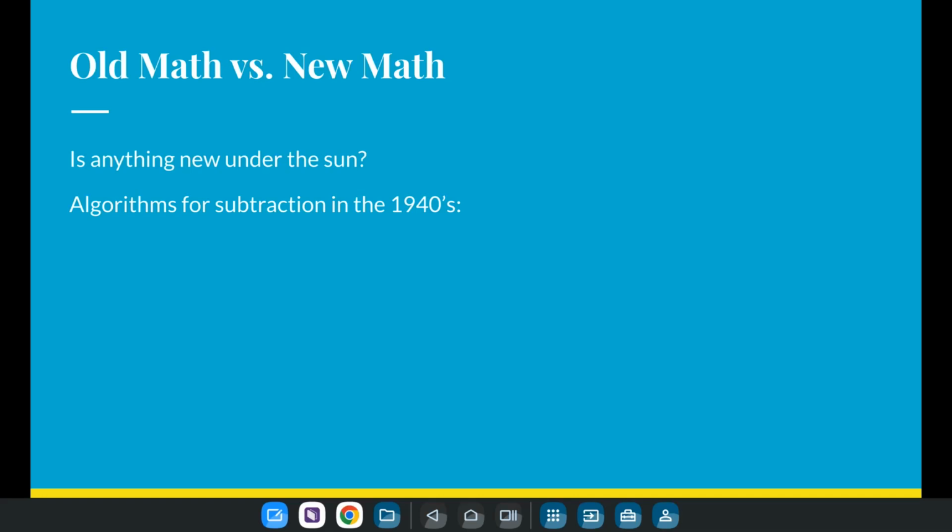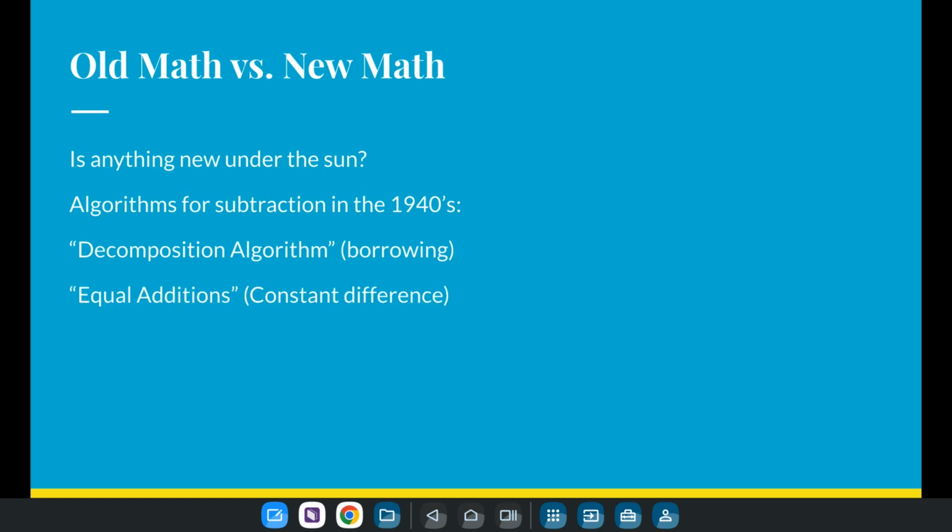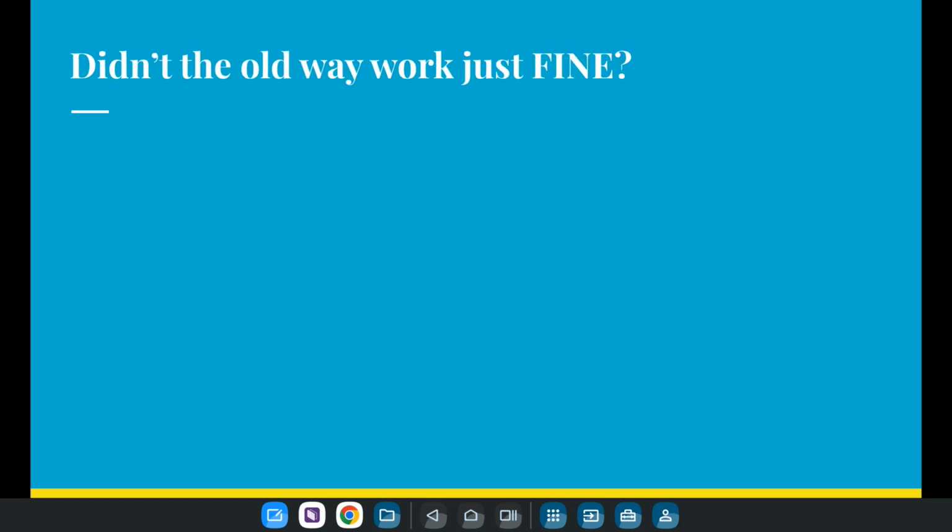Not one accepted algorithm. There were 3 algorithms for subtraction in the 40s. They included the decomposition algorithm, which is the borrowing algorithm that we all know and love. The equal additions algorithm, which we will talk about, also known as constant difference. And then there is the Austrian algorithm, which is the count back change method, starting from the small number and counting up until you get to the larger number.